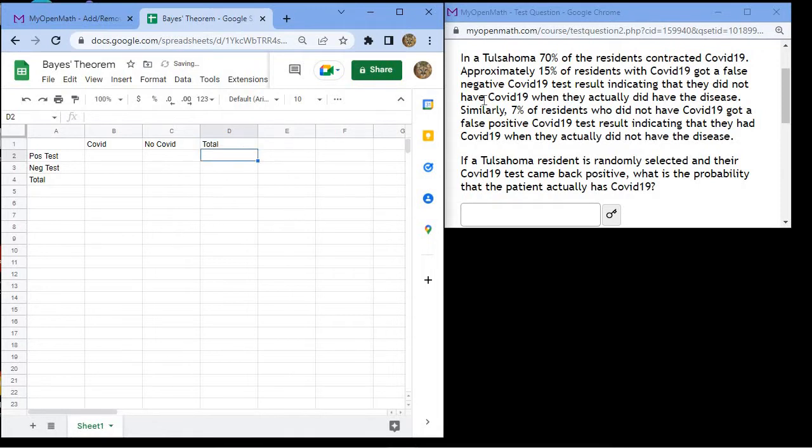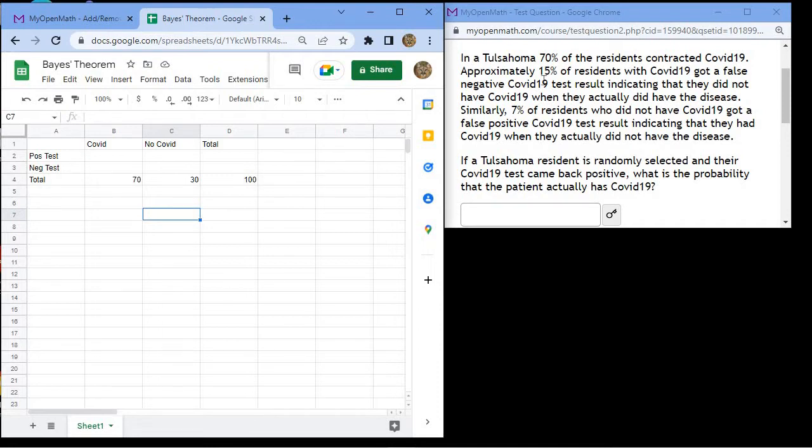For instance, it says 70% of the residents contracted COVID-19. What I'm going to do, since they didn't tell me how many residents, I'm just going to assume that there's 100 total residents to make things easy. Out of 100 residents, if 70% of them contracted COVID-19, I would expect 70, which is 70% out of 100, to have contracted COVID-19. And then the rest of them, which out of 100 would be 30, because 100 minus 70 is 30, would not have gotten COVID. So those are my marginals. That's the marginal for the COVID, that's the marginal for no COVID.